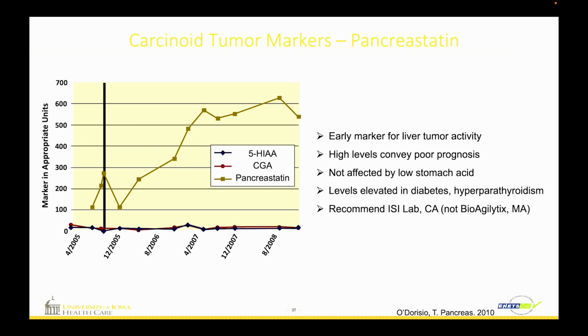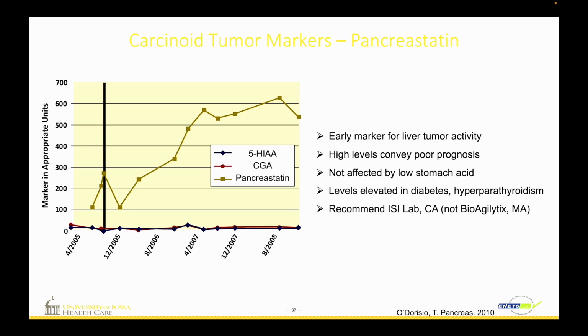This is a patient that my late colleague Dr. Odorizio published a paper on, along with many other folks. I can't remember if Gene Woltering from New Orleans was on this paper as well, he probably was. This patient had a surgery, pancreastatin went down nicely, but then as the tumor grew again, the pancreastatin went up. In this patient, the serotonin didn't go up, the chromogranin didn't go up. In fact, it was the pancreastatin and only the pancreastatin that was a marker here.